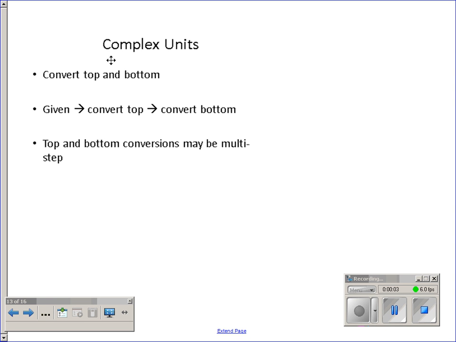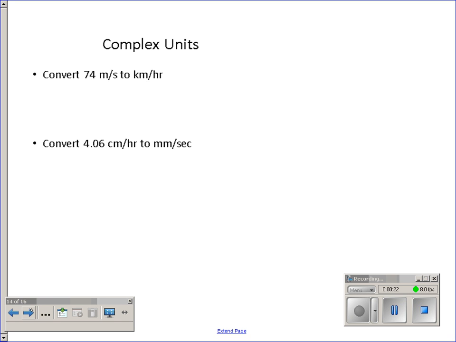So the last type of factor label method we're going to look at today is complex units. So we're converting both the top and the bottom from one unit to another. Top and bottom conversions may be multi-step, so we might be looking at multiple conversion factors here. But what you have to remember is to write your equivalence measures of each of the units involved. So look at what's going on at the top, look at what's going on at the bottom.